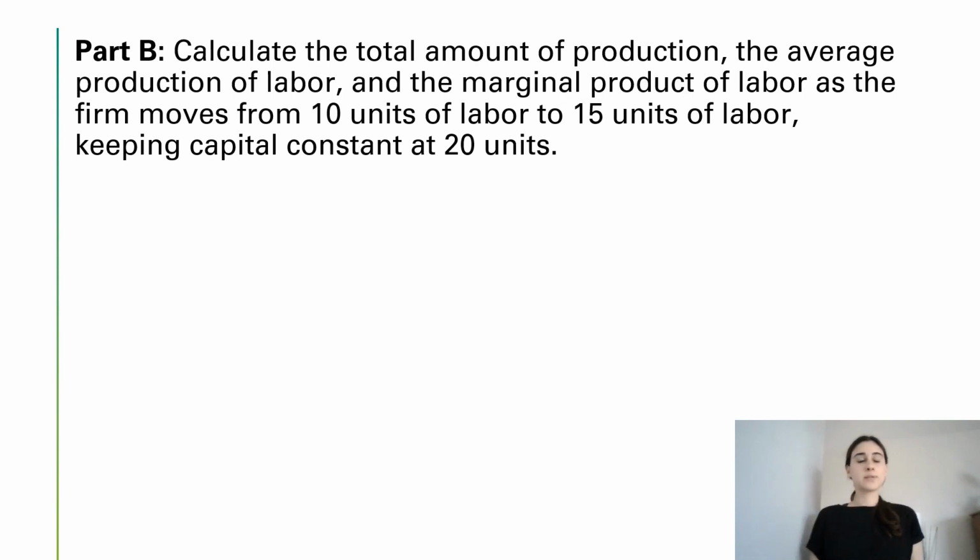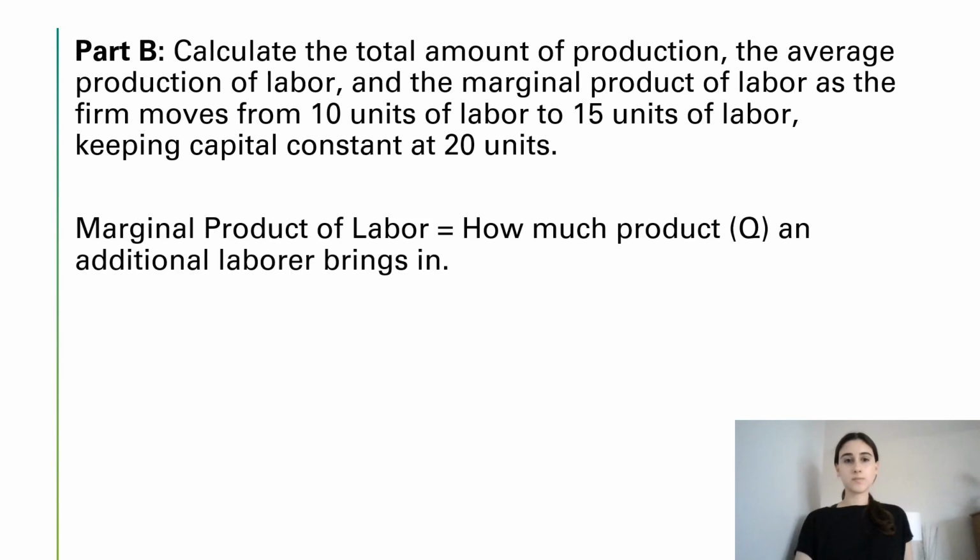Next, we move to Part B. Part B states, calculate the total amount of production, the average production of labor, and the marginal product of labor as the firm moves from 10 units to 15 units of labor, keeping capital constant at 20 units. So before answering this question, we are going to define some terms.